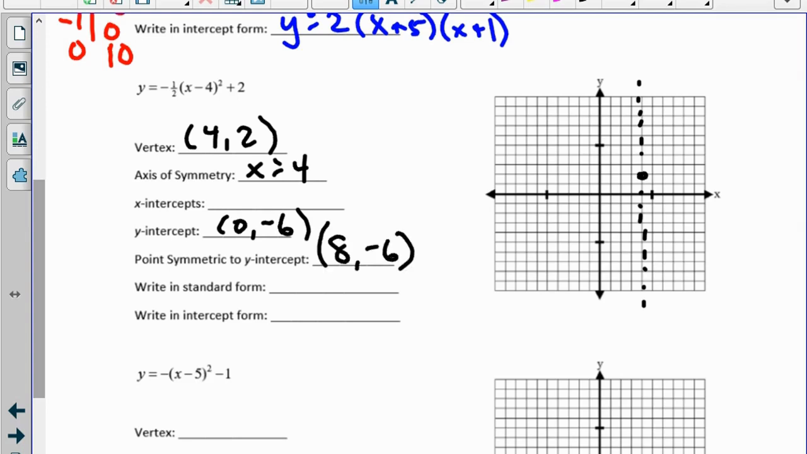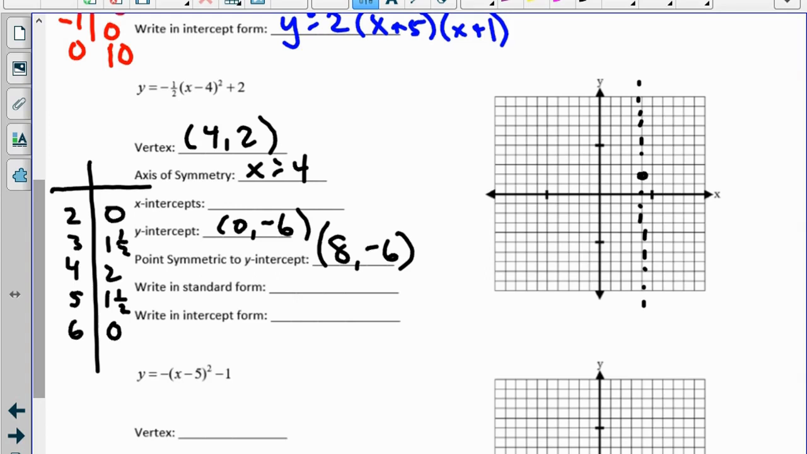That should make sense since my vertex is at x equals 4. Standard form, intercept form, we'll deal with in a second. So let's see if we get lucky and get the x-intercepts just on the graph or on the chart. So 4, 2, if I go over 1, I go down 1/2. If I go over 2, I go down 2. Normally it's down 4, but I got that 1/2 there. So it looks like we're going to get these for free as well.